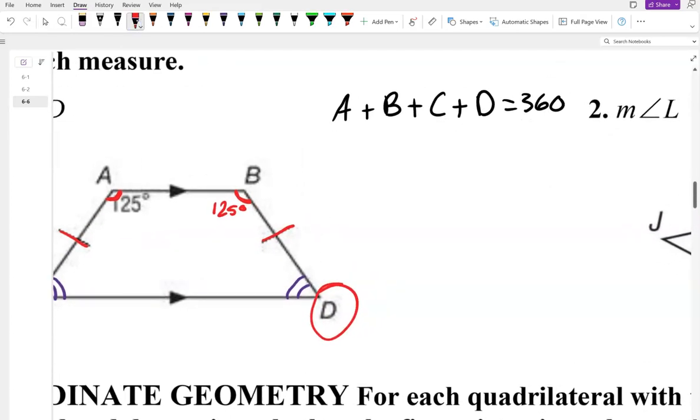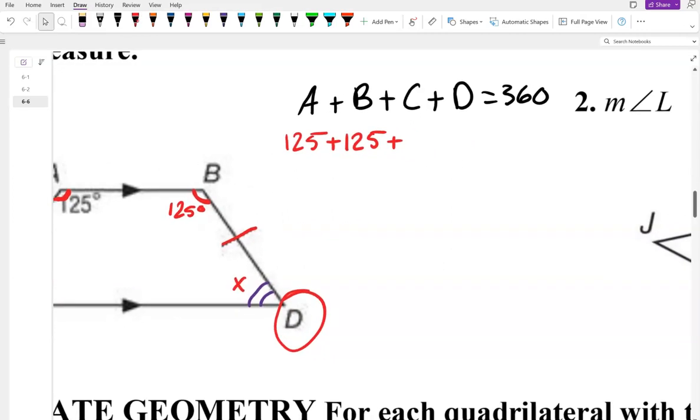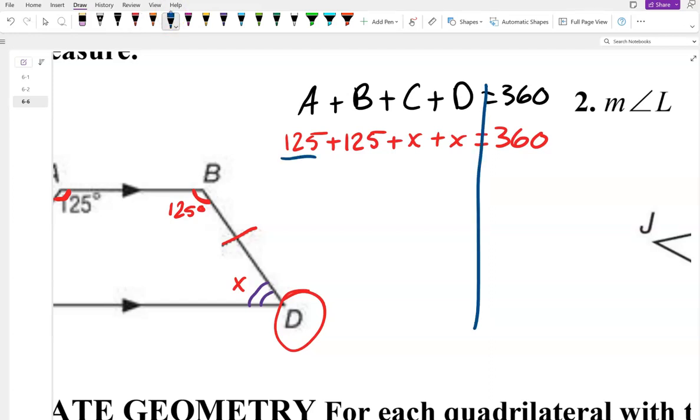Now if I actually plug in the numbers, A was 125, B was 125. For C and D, since they're both equal to each other, I'm just going to put X, so that way I have one variable. Right? So I'm going to say plus X, because they're both the same angle, so I don't have to necessarily put C or D. I can just put X for both because they're both equal. From here, this is just solving equations like you would do in algebra, right? I would combine my like terms, so these two would go together, so that's 250. My two x's go together, so that's 2x, and that still just equals 360.